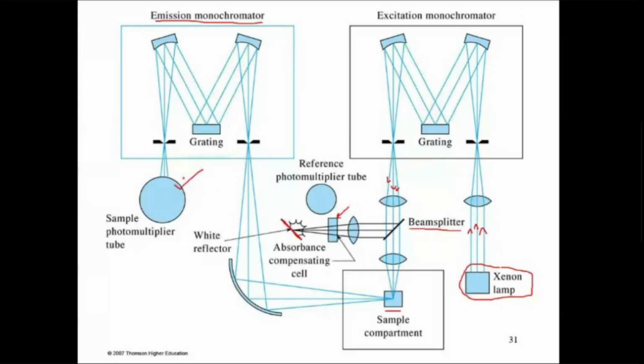Now, whatever reading is observed over here and whatever reading is observed over here in the reference detector, both will be relayed to the detector system. The detector system will subtract the reading at the reference from the sample and give you the reading for the actual fluorescence. So this is the role of this setup. It is acting as a reference.